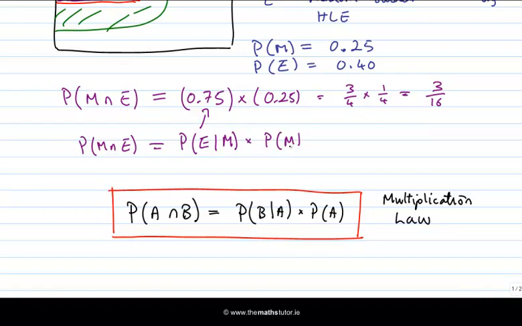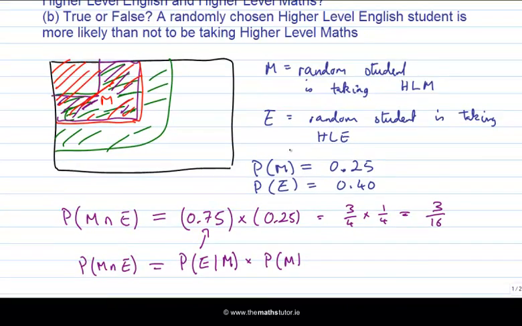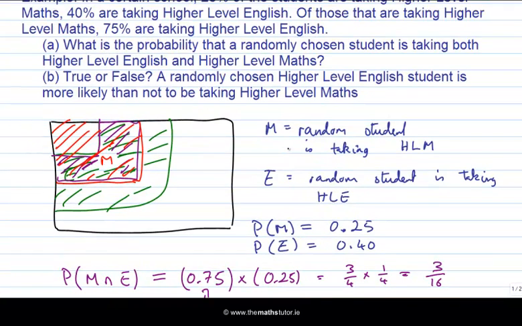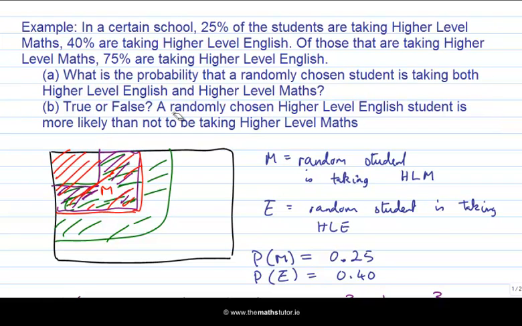Now let's look at part B of this problem. So I'll scroll up for a second. So we're asked to decide whether this statement is true or false. A randomly chosen higher level English student is more likely than not to be taking higher level maths. So in terms of probabilities, what are we asking here? Well, we want to look at the probability that a student who is known to be taking higher level English is also taking higher level maths.